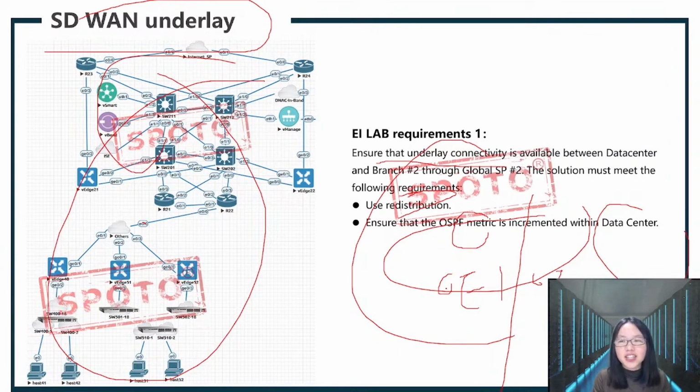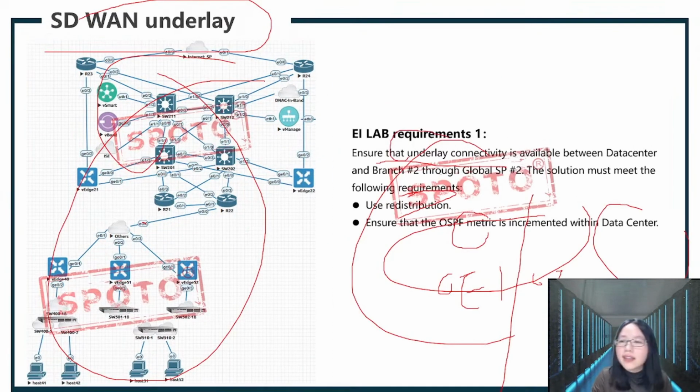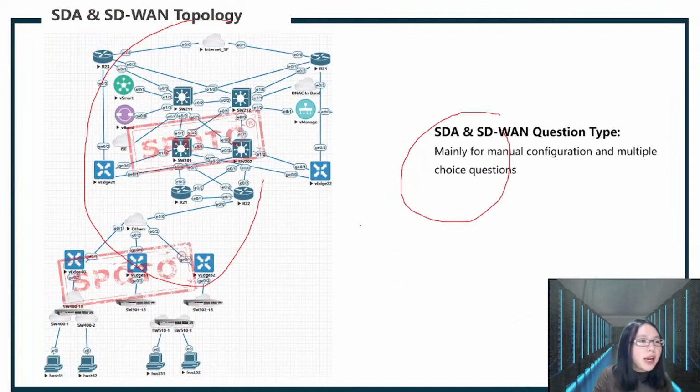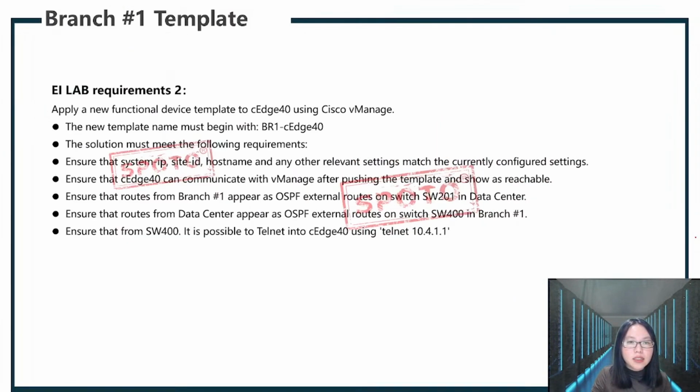This question requires the HQ area to obtain the route of service provider one. The second part is about the branch one device template. Let's take a look at the SDN requirement in this part.